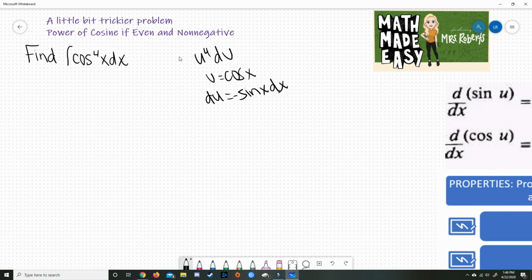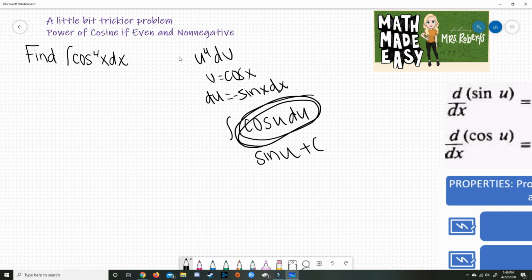So really, the only way to be able to take the integral of this, at least the way that we know so far, is to have just a cosine of u. Because the integral of cosine of u would just be sine of u plus c, of course. And so we want to figure out, is there a way where I can just get a cosine or a sine without an exponent?